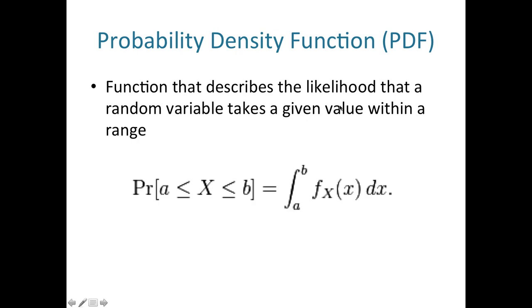And then there's another important function which is called the probability density function, the PDF, that describes the likelihood that a random variable takes a given value within a range. Oftentimes for a continuous random variable, we want to understand the probability that the variable is going to take values between A and B. What's the probability that height is going to be between 5 and 6 feet? What's the probability that the grades are going to be between 3.5 and 4? That's what the PDF allows us to compute.